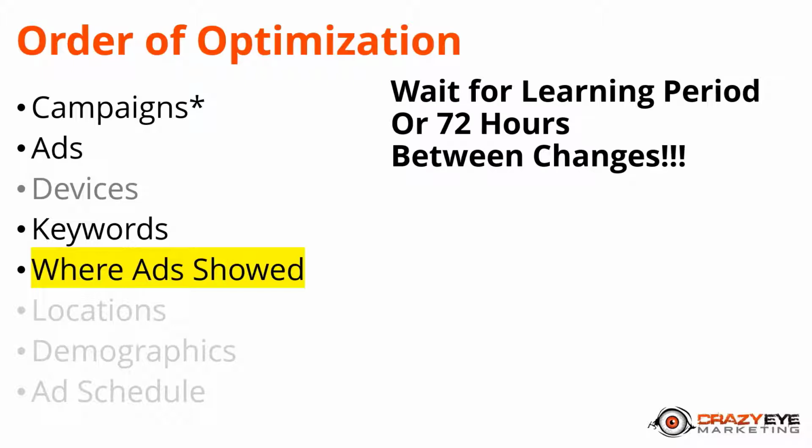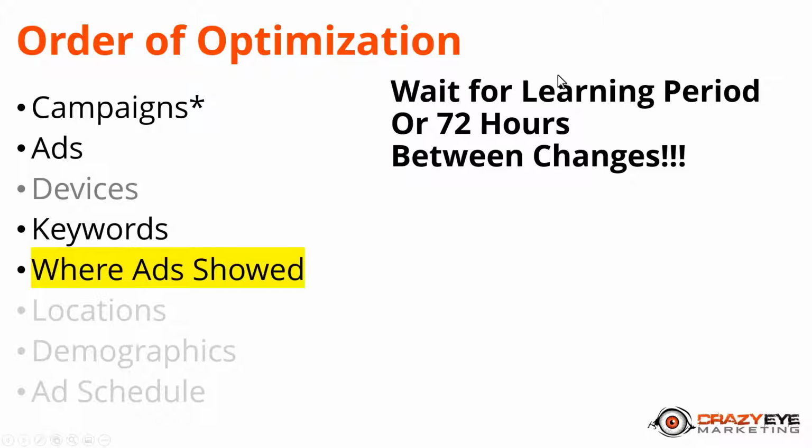Now, I talked about this on the last slide as well, but it's very important and people tend to forget about it, including me. I tend to want to get things done, but you have to wait for the learning period to expire, or at least 72 hours between these different changes that you're making. So if you go in and you shut off some of your ads, you need to wait for the learning period to end, or you need to wait for 72 hours for the system to process the changes. So for example, let's say you go in and you turn off some ads.